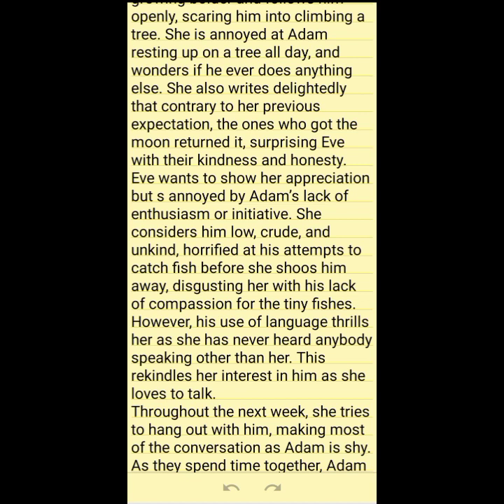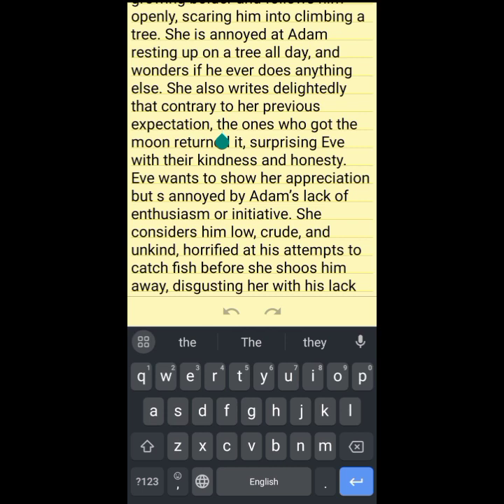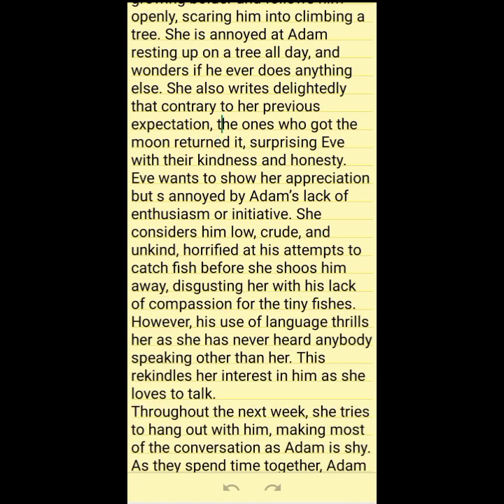She also writes delightedly that, contrary to her previous expectation, the ones who got the moon returned it, surprising Eve with their kindness and honesty. So, here you have to note that Eve is saying the ones who got the moon returned it. So, when she lost the moon, she didn't actually lose the moon. The moon was just changing its size. So when the next day the moon appeared, Eve thought that the ones who got the moon returned it, surprising Eve with their kindness and honesty.